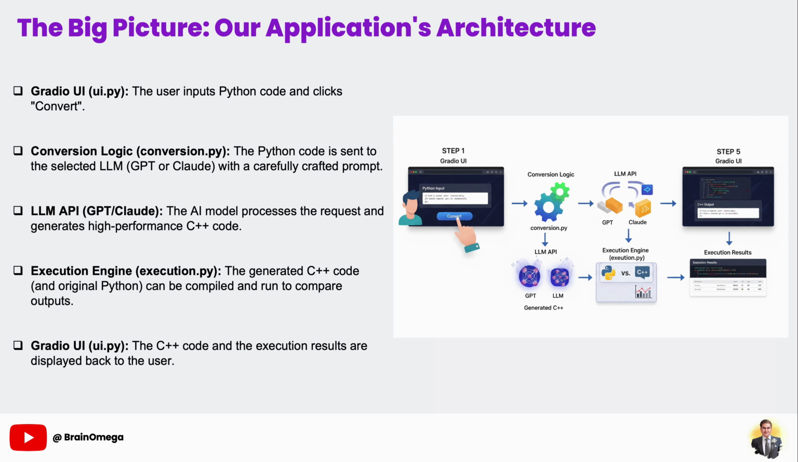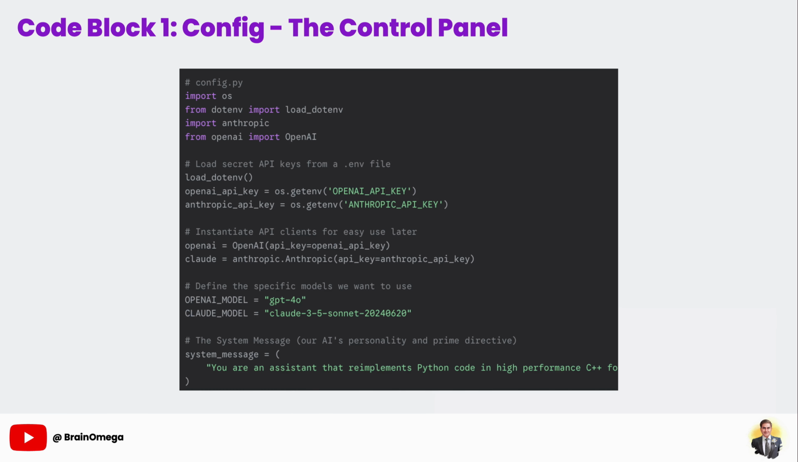Finally, the results, both the newly generated C++ code and the output from execution, are sent back to the Gradio UI to be displayed neatly for the user. Understanding this flow will make it much easier to see how each piece of code we write fits into the bigger picture. Alright, let's start with the foundation of any good project.